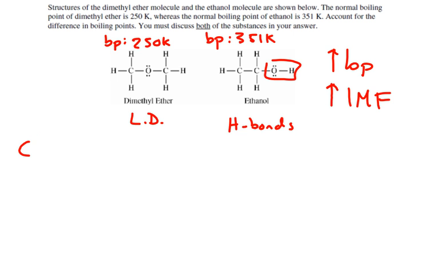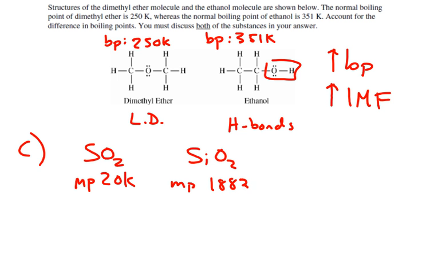Okay, next ones go a little faster. C, SO2 melts at 201, whereas SiO2 melts at 1883. Woo! Big difference. Account for the difference in melting points. You must discuss both of the substances in your answer. Again, what I would do is make a quick little list or get your mind straight and figure it out, but clearly there's a huge difference between these two. I mean, it's not even close, right?